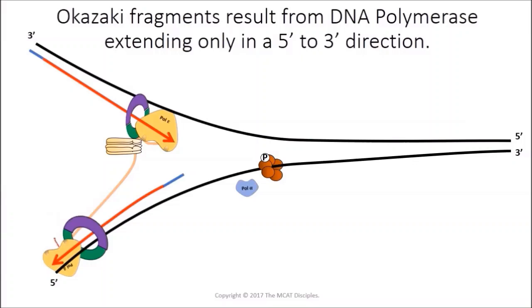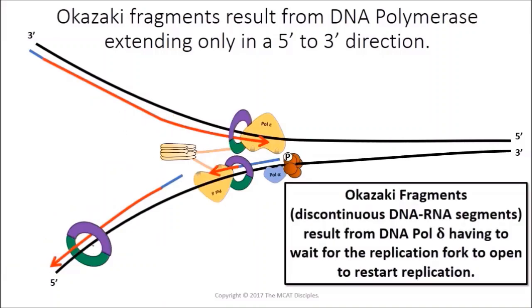It actually has to move and remove itself from this area and come all the way back here to be able to extend again. Because this area down here is already extended. He already did that. So he needs to go back this way, okay, in order to extend again. All right? And Pol epsilon can just keep going forward the way it's been going. So that's why they're the leading strand and lagging strand. The fact that the polymerases only extend 5' to 3'.